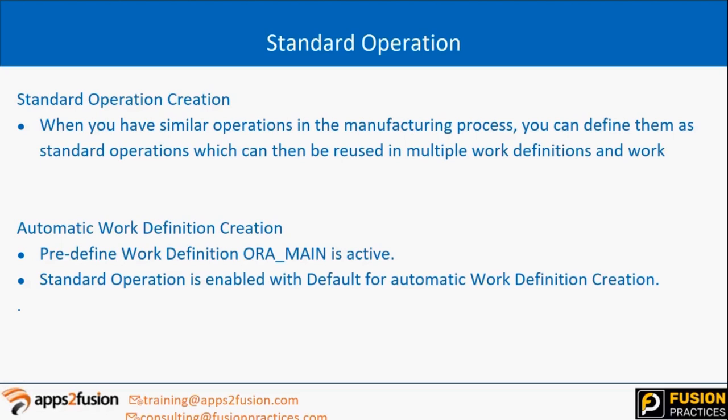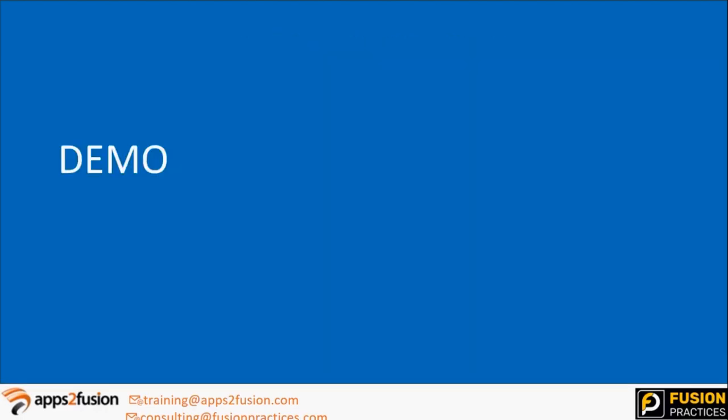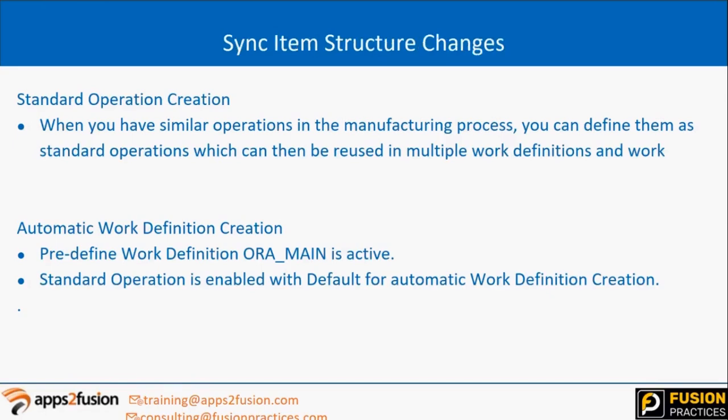Here, the standard operations are used when you decide to create automatic work definitions. And when you define your standard operation, there's a little checkbox that defaults it for automatic work definition creation. Then the standard operation can be used for automatic work definition creation. We'll see all of this. It'll be more clear when we see it.